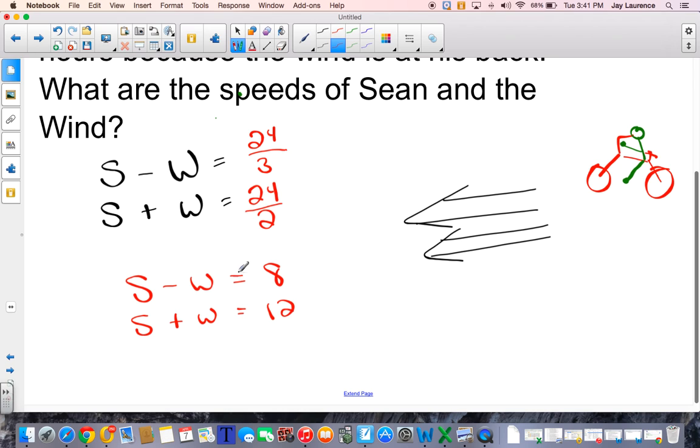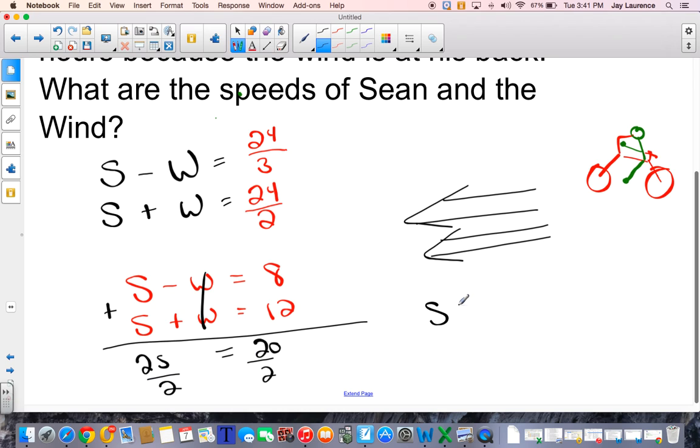It looks like a system. It looks like I want to solve this system using elimination. I'm going to add them together. I'm going to get 2S. Those cancel, equaling 20. So therefore, divide by 2. Sean's speed must be 20. Oh, excuse me, not 20. 10 miles per hour. Yeah, Sean's speed is 10 miles per hour.